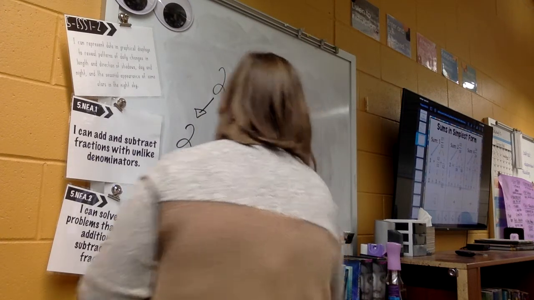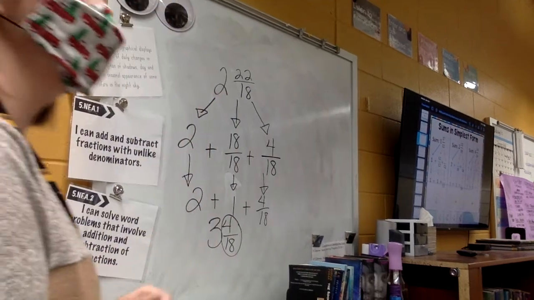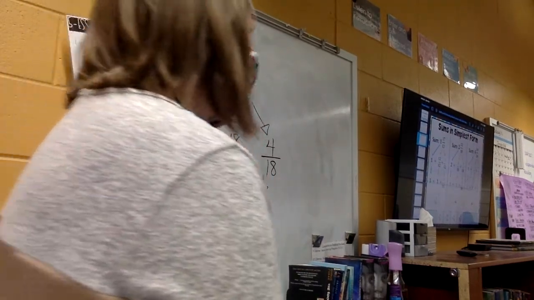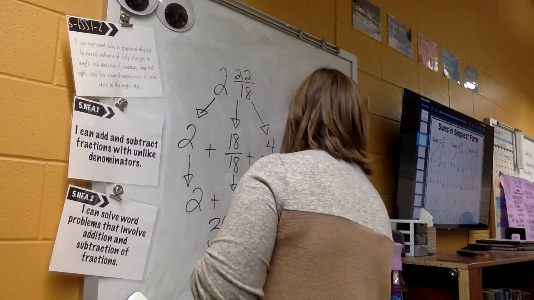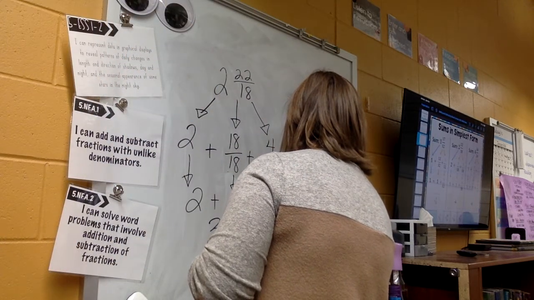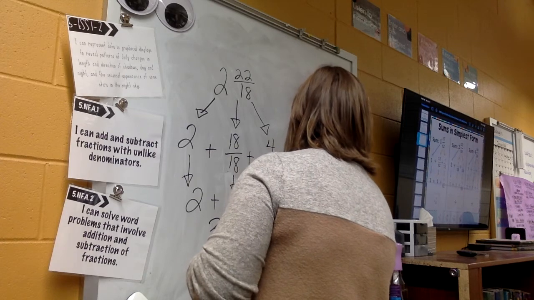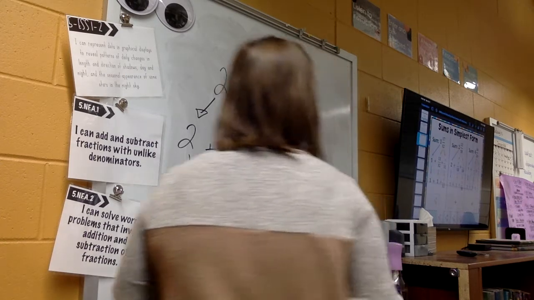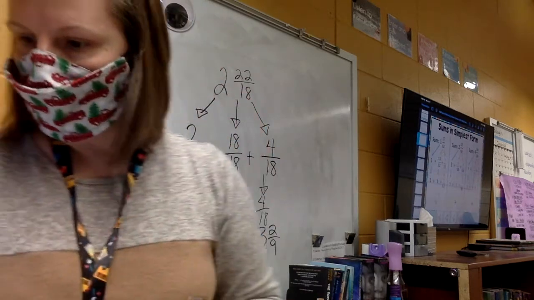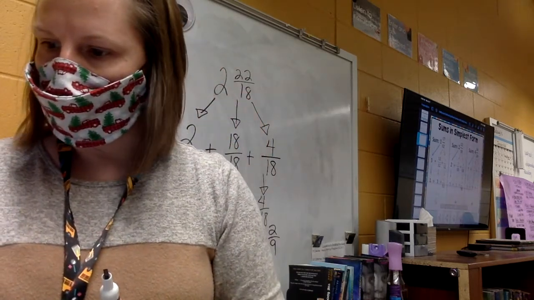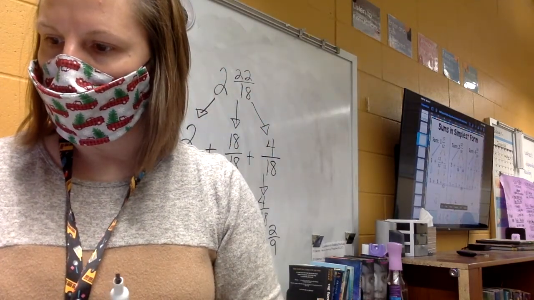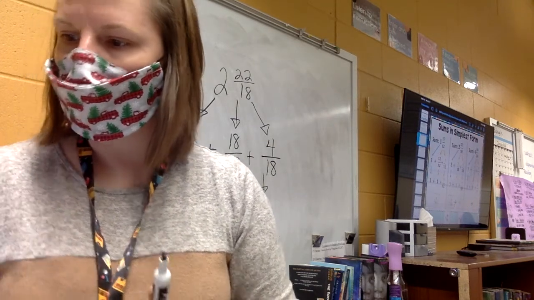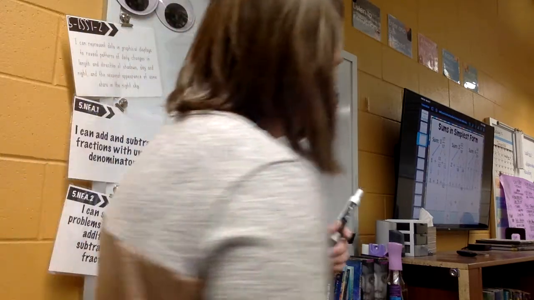But I can simplify that little piece right there because both of those numbers are even. So I can divide them by 2. So now I have still 3 and 2/9. I know this was my original number, but I had to simplify it down to that.